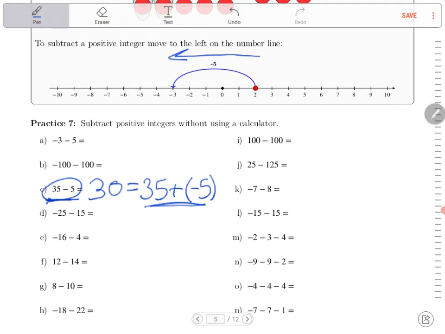Again, it looks like a problem that you've seen in elementary school. At this level, the difference is that now you know that subtracting a positive integer here is the same as adding a negative integer. Okay, I'll leave you to do the rest of the problems in practice set 7 yourself.